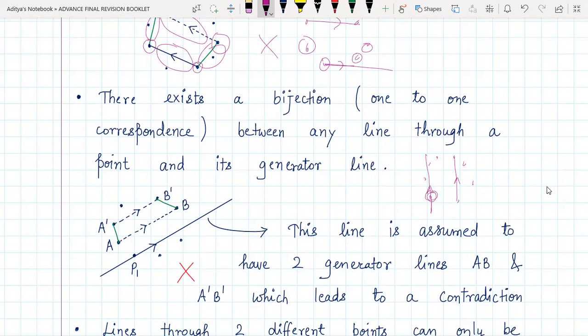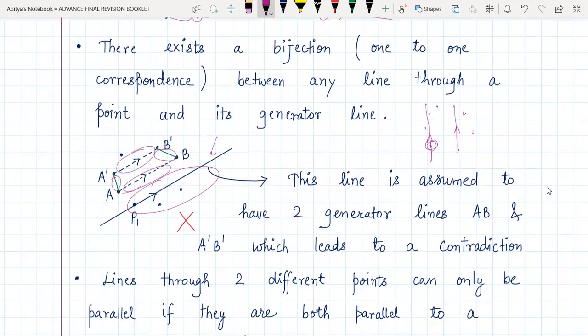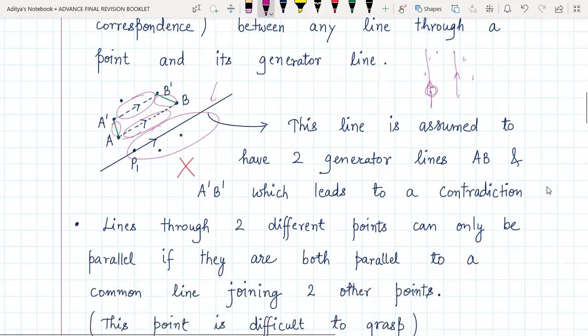That is very obvious. But how do we prove that corresponding to every line there shall be a unique generator? So let us assume to the contrary that for this particular line, two possible generators are possible, AB and A dash B dash. But then you can observe that by joining through green lines, we can form a trapezium, which is not possible. So this line has been assumed to have two generator lines, which leads to a contradiction, as a trapezium cannot be formed.